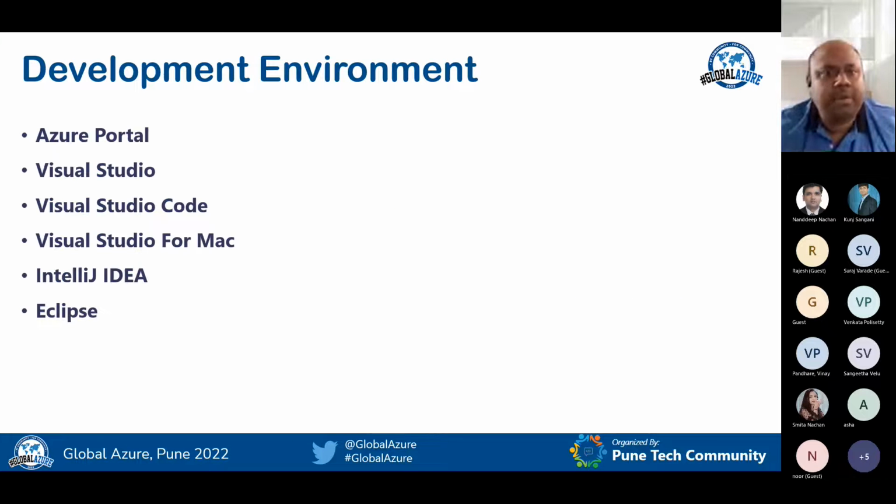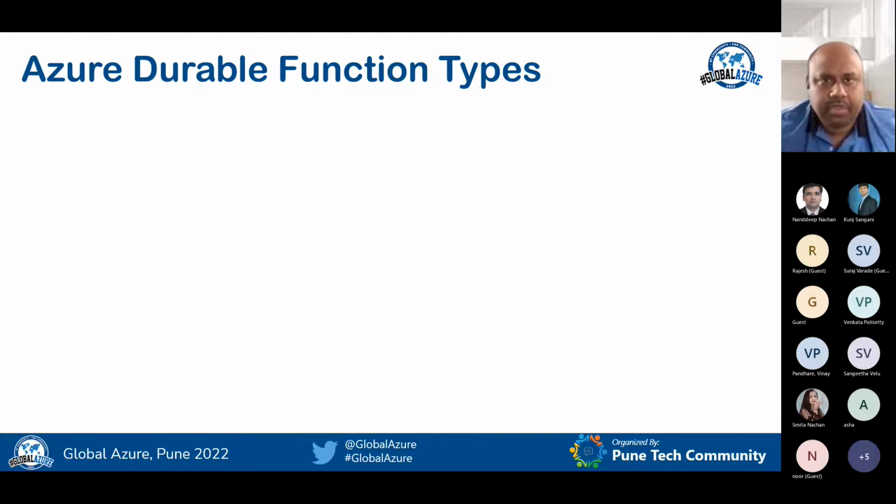So for development, we can use different types of programming IDEs for developing Azure Functions or Durable Functions, like Azure Portal, Visual Studio, Visual Studio Code, Visual Studio for Mac, IntelliJ IDEA, or Eclipse. These are the different IDEs that provide support for defining Azure Functions. By default, Visual Studio provides the Azure Functions project template, but in case of Visual Studio Code, we need to install the extensions related to Azure Functions, and then it will work.